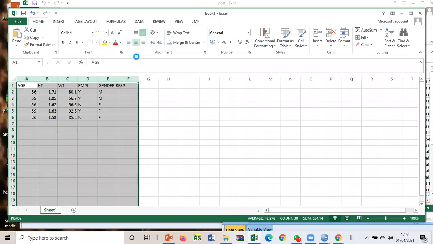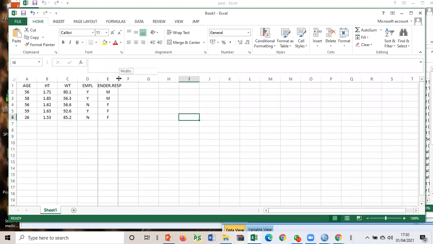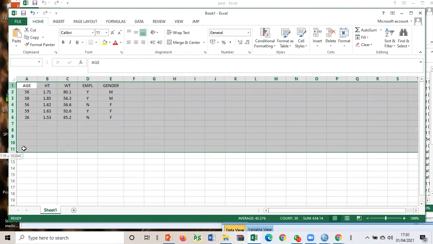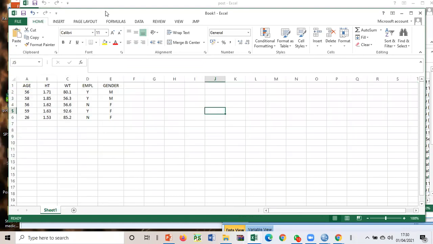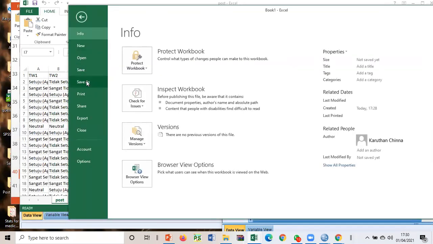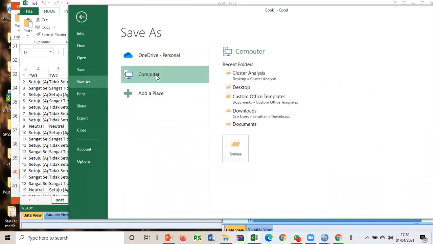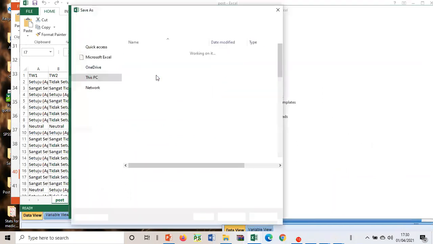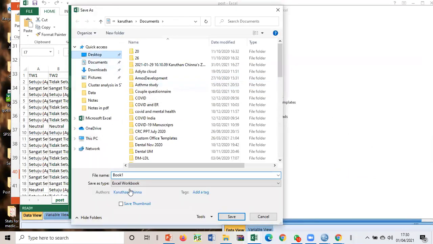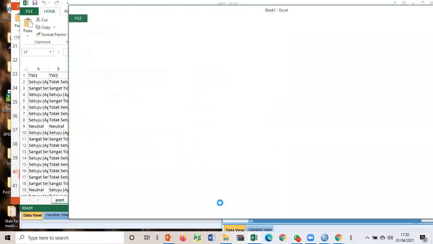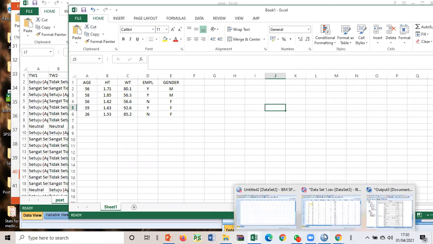So it can be many more. This way, they are variables. This way, they are cases. Doesn't matter how many. Okay, save the file. File, save as, let's say save in the desktop. I'm saving as Book 1. Now go to SPSS.